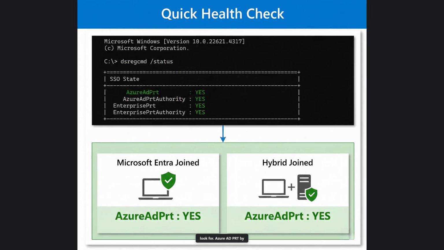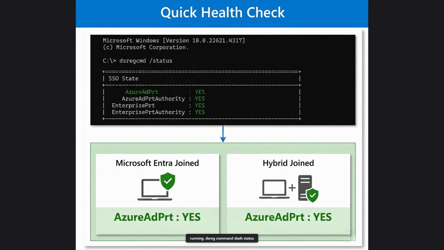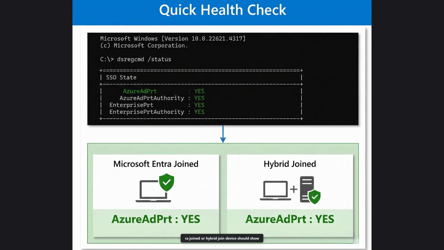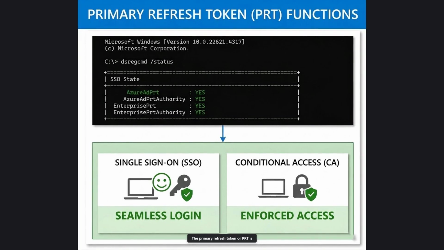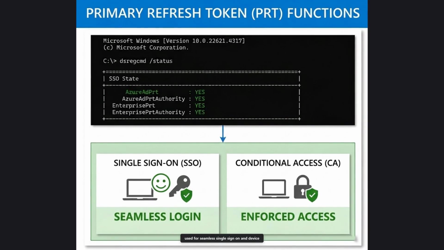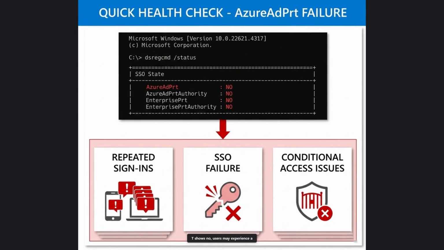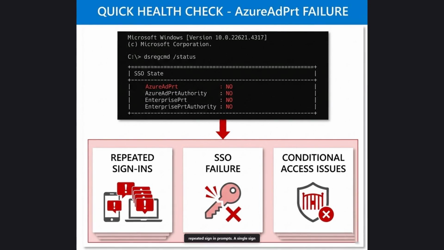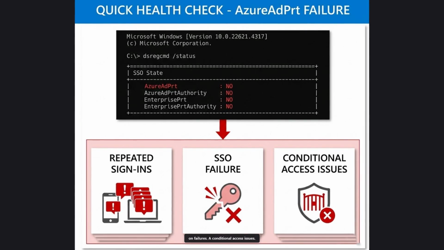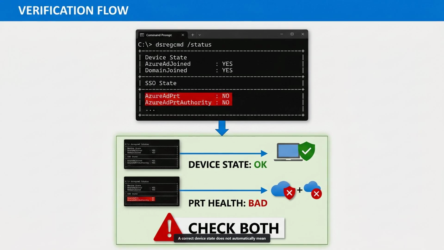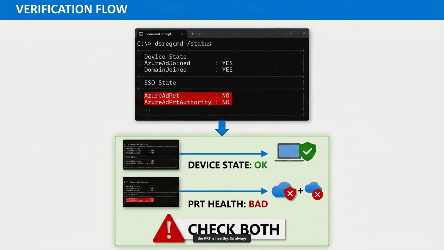Quick health check. Next, look for AzureAdPrt by running dsregcmd /status on CMD. A healthy Microsoft Entra joined or hybrid joined device should show AzureAdPrt: YES. The primary refresh token, or PRT, is used for seamless single sign-on and device-based conditional access. If AzureAdPrt shows NO, users may experience repeated sign-in prompts, single sign-on failures, and conditional access issues. A correct device state does not automatically mean the PRT is healthy, so always verify both.